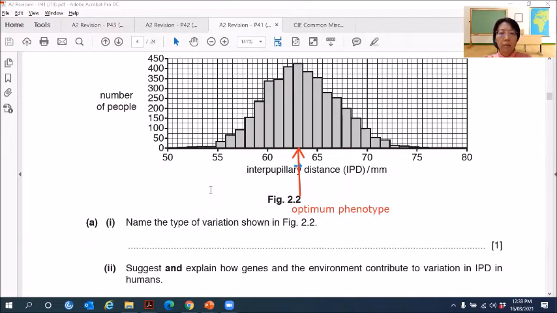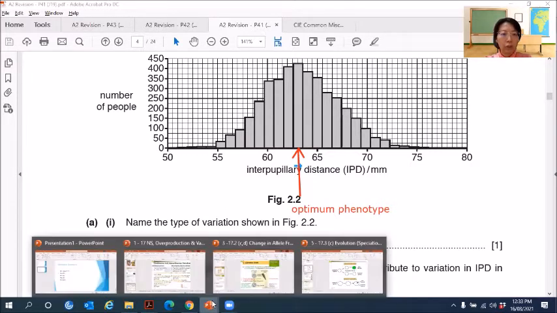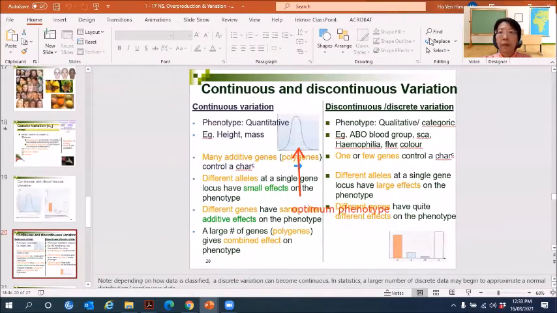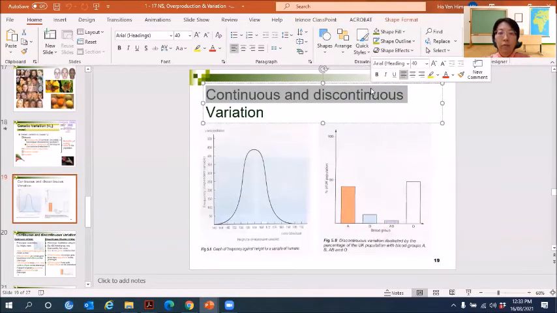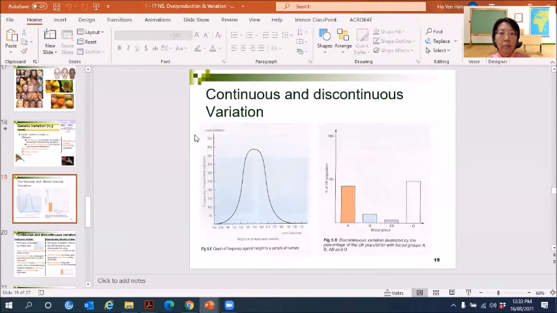Now, before we name it, let's go back to look at what you have learned about variation. What have you learned about variation here? You learned that there are two types of variations in the phenotype. Either it is continuous or discontinuous variation. And it is represented by the two graphs in the bottom here.